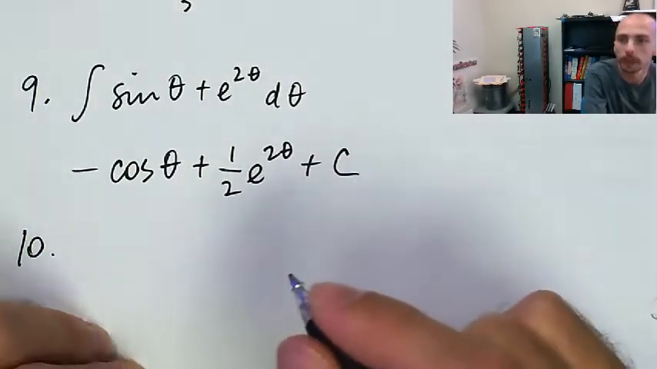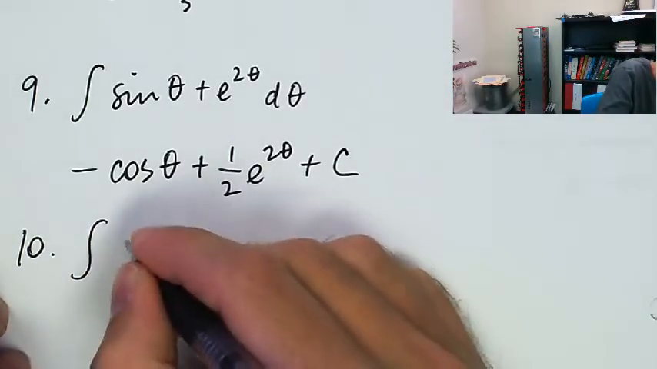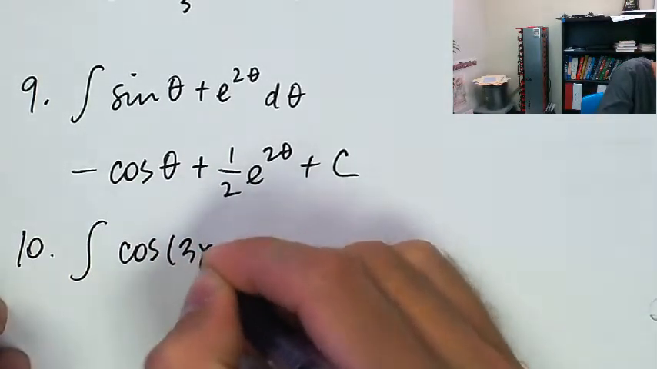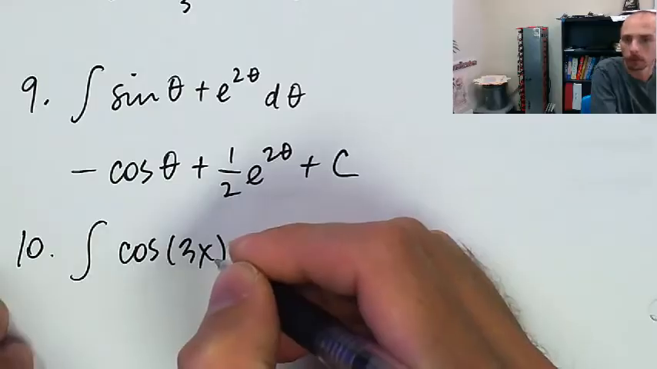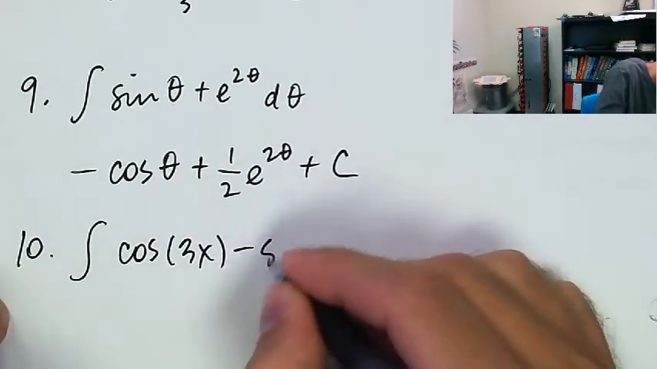All right, number 10 is antiderivative of cosine of 3x minus sine of 5x.